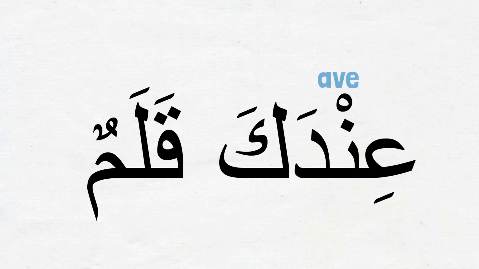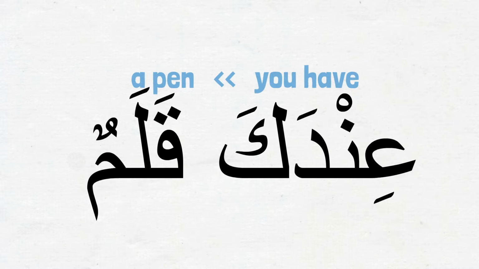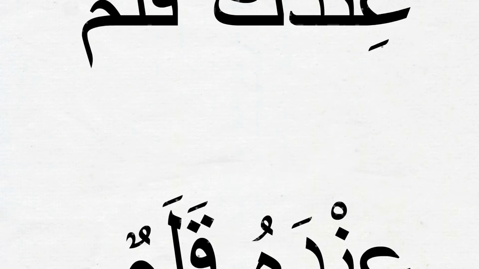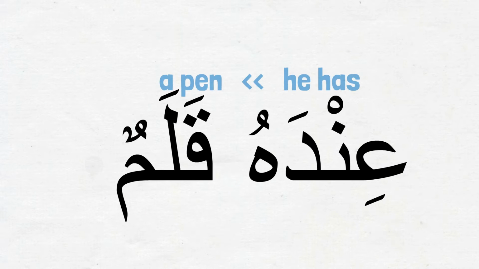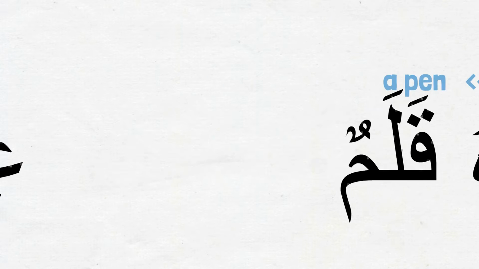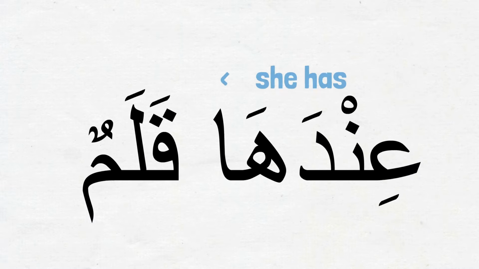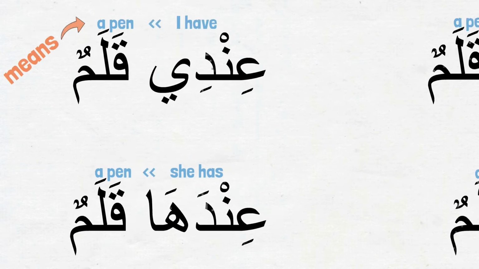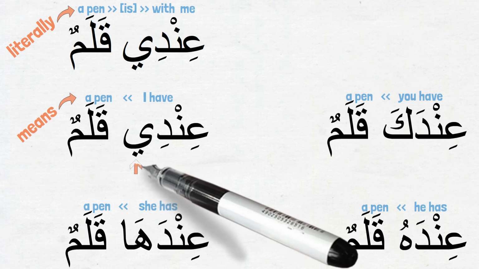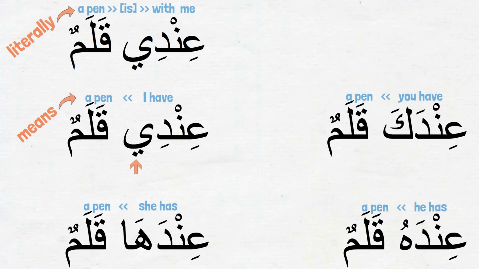Similarly, Indaka qalamun means you have a pen. You have a pen with you. But literally, a pen is with you. Indahu qalamun means he has a pen. And Indaha qalamun means she has a pen. Notice in Indi, the Damir Ya pulls down the last vowel of the Dharf Inda and turns it into Kasra to make it easy to pronounce.